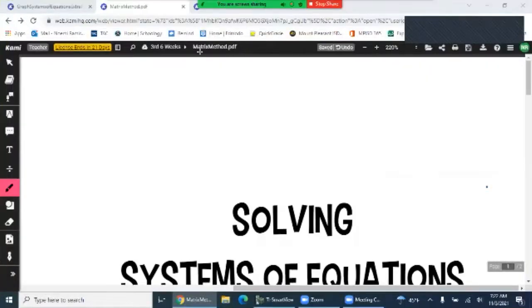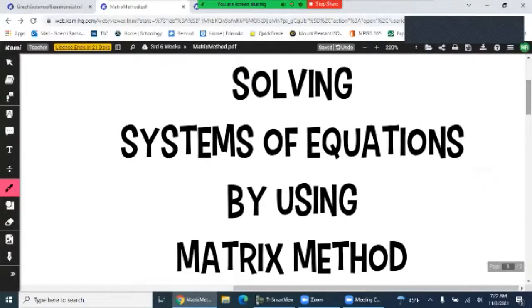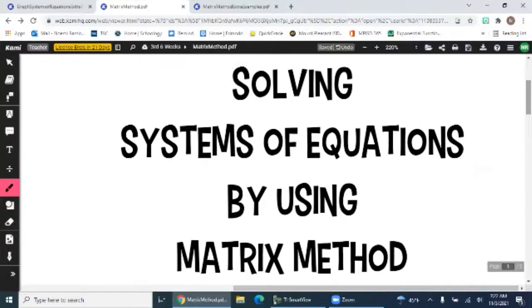All right, guys, so tomorrow we are going to get into a lesson. We're going to learn a different method for solving systems of equations. The method that we're going to use tomorrow is another calculator method. It is called the matrix method. Why did it stop?